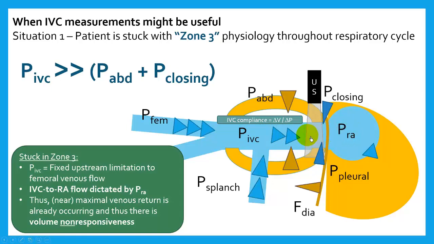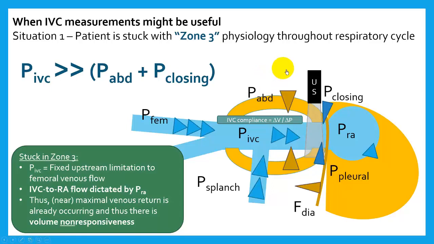So hopefully you can understand then that near maximal venous return is already occurring when I am in a zone 3 condition. When my IVC is sort of already distended, my venous return from the periphery is going to be only impacted by my IVC pressure, not these other major influences. And then cardiac output and venous return into the right atrium are going to be just dictated by the right atrial pressure. So these patients are already experiencing near maximal venous return, and they're not going to be volume responsive.